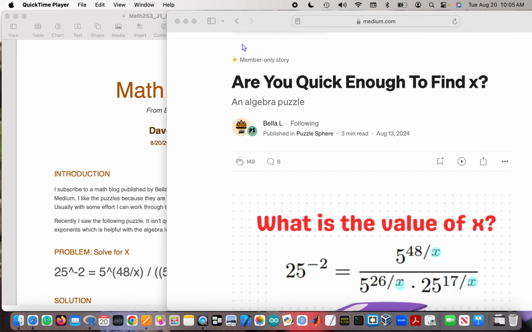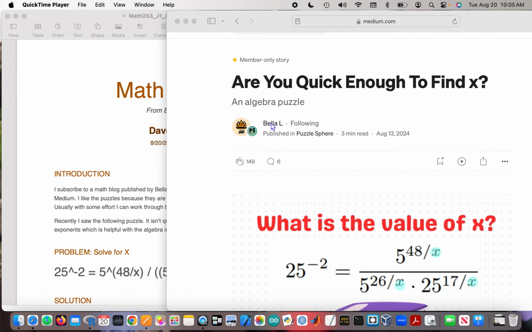By way of background, I subscribe to a number of newsletters from medium.com, and Bella Lambert is a popular math blogger, and a lot of her puzzles show up in these newsletters, and they're kind of fun. They're not too hard, they're not too easy, they're just right for me.